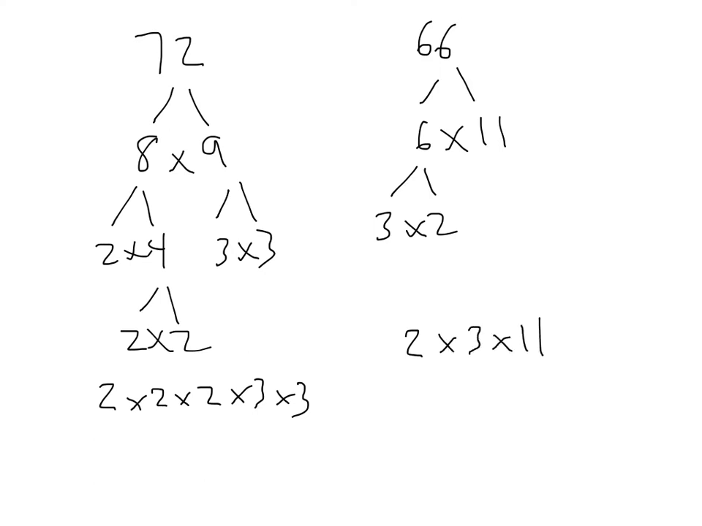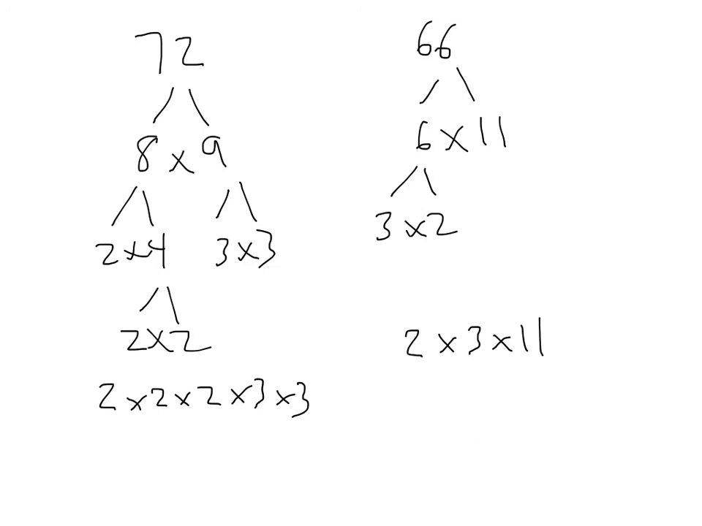The very next step, as soon as we're done both times, really should be check your answers. 2 times 3 is 6, times 11 is 66. They match, so we're good. 2 times 2 is 4, times 2 is 8, times 3 is 24, times 3 is 72. So they match, so I know I'm in good shape right now.